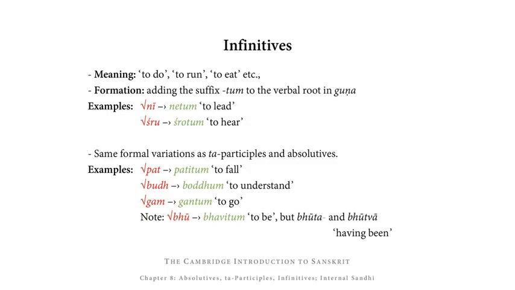Now note that usually verbs form their participles, their ta participles, their absolutives and their infinitives in parallel. So for example, of pat, to fall, we have patita, patitva, and patitum. And of budh, we have buddha, buddhva, and boddhum, and so on. But of a very frequently used verb, namely bhu, we have the infinitive bhavitum with an i appearing, and the guna of the root appearing in its pre-vocalic form, so not bho, but bhavitum, even though this verb has as its ta participle and as its absolutive bhuta and bhutva.